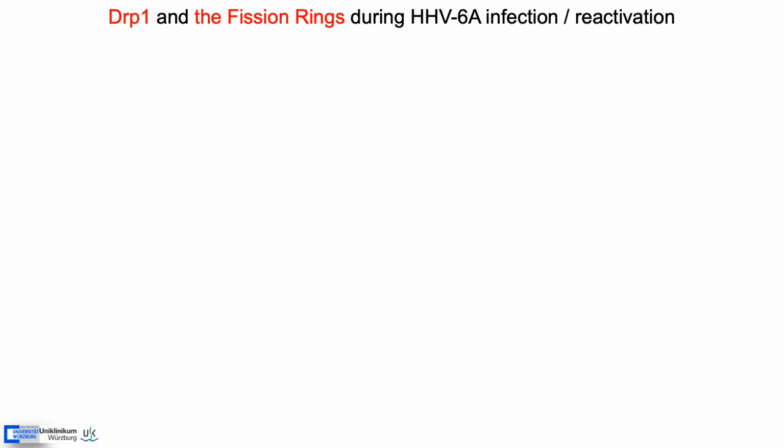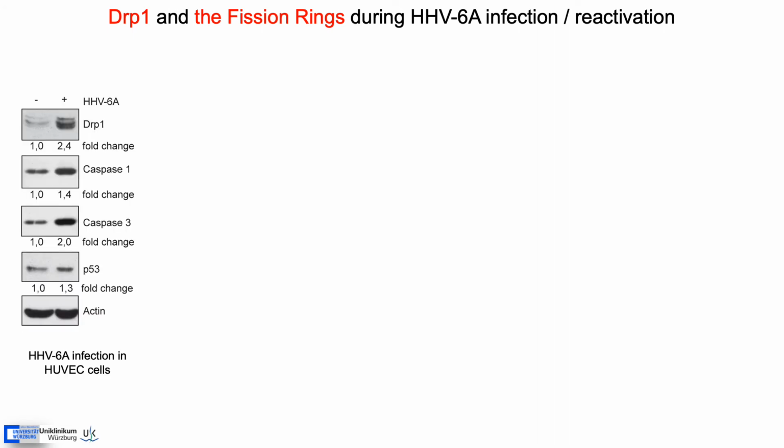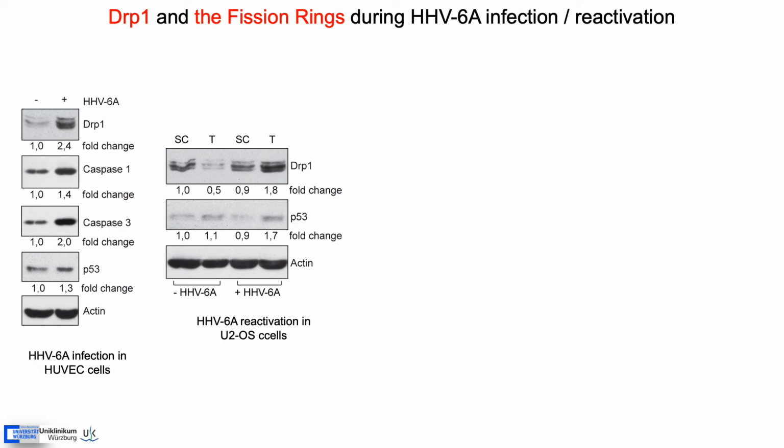We carried out direct infection of HHV-6A in HUVEC cells and virus reactivation in U2OS cells. Under both these conditions, we observed upregulation of p53, both in direct infection and in virus reactivation. Similarly, DRP1 was also upregulated under both direct viral infection and virus reactivation. In U2OS cells, virus reactivation was carried out using trichostatin A, which is indicated here as T. SC stands for solvent control.